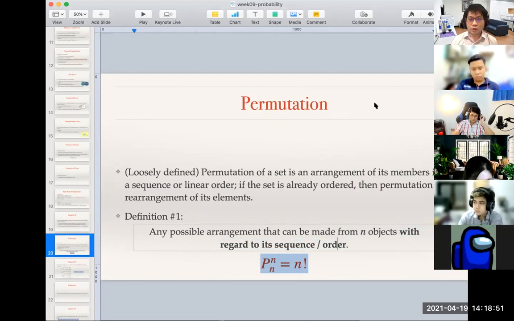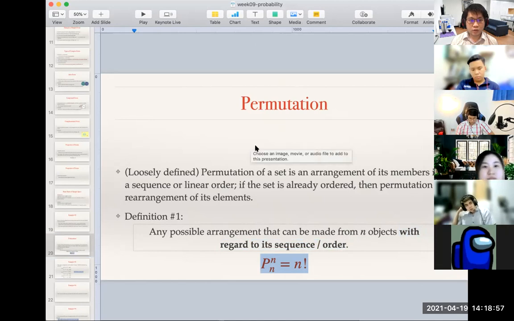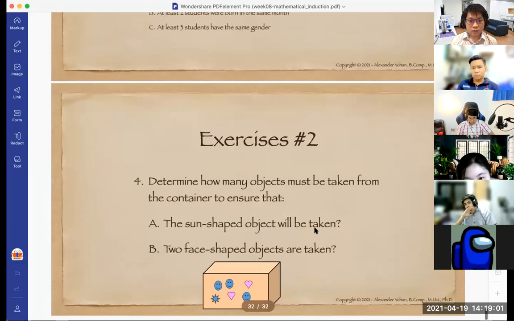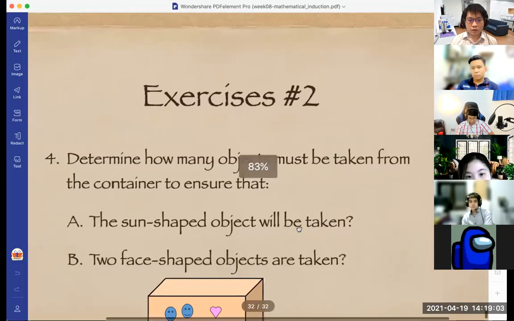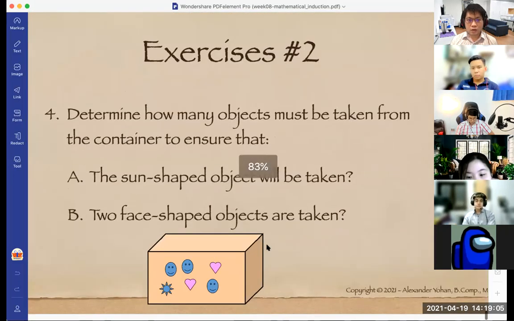Okay, let's go back to the previous examples, using last week's exercise. Number 4. Can everyone see my screen? Exercise 2, number 4 from last week.